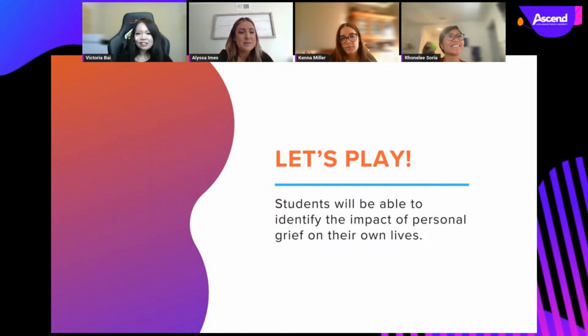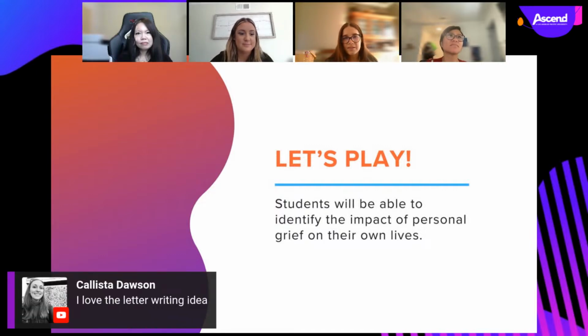I have something similar but a little different, where someone could write a letter to their past self that was going through a time of grief, where they can talk to them and walk them through it. And if they haven't gone through a time of grief, they could have the option of writing to their future self that will go through something difficult, which they can review later in life. I like that idea as well.